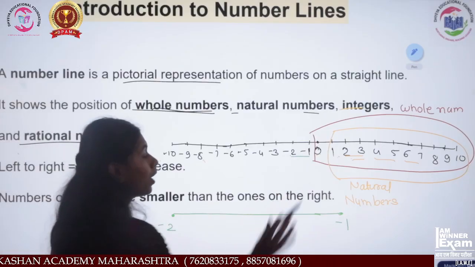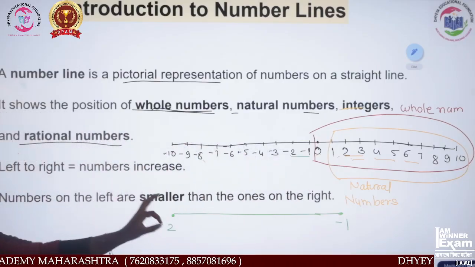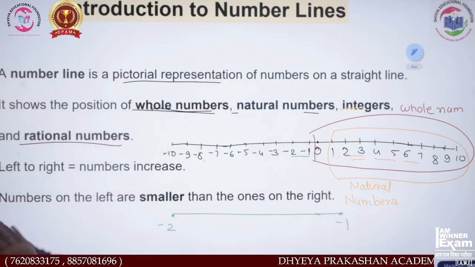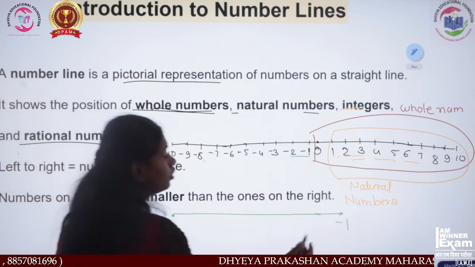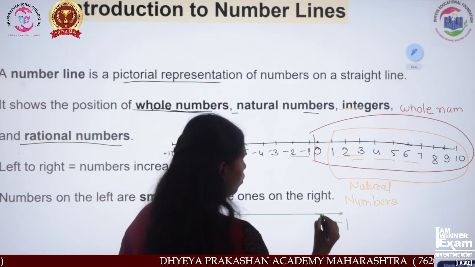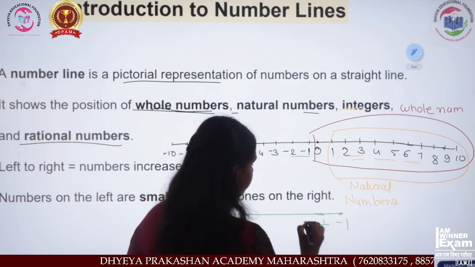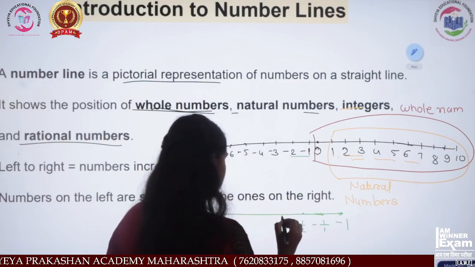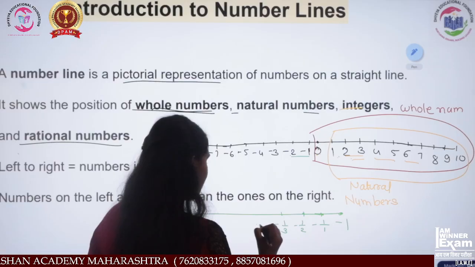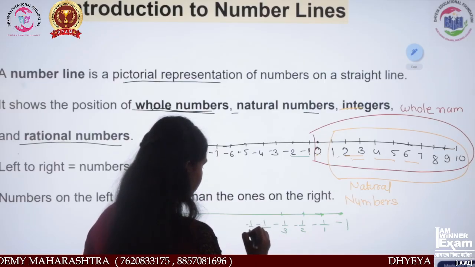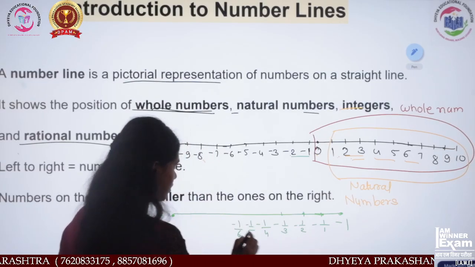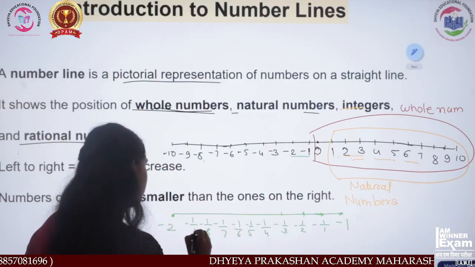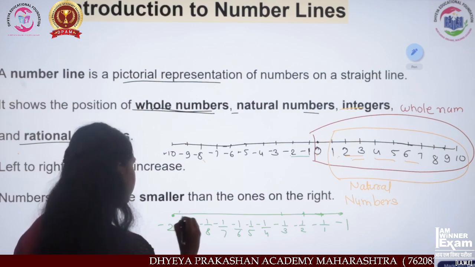Okay, if minus 2 is on the left side, you have to write it on the left side only. If minus 1 is on the right side, you have to write minus 1 on the right side only. Then you will start from here. It will be like minus 1 by 1, minus 1 by 2, minus 1 by 3, minus 1 by 4, minus 1 by 5, minus 1 by 6, minus 1 by 7, minus 1 by 8, minus 1 by 9 and minus 1 by 10.